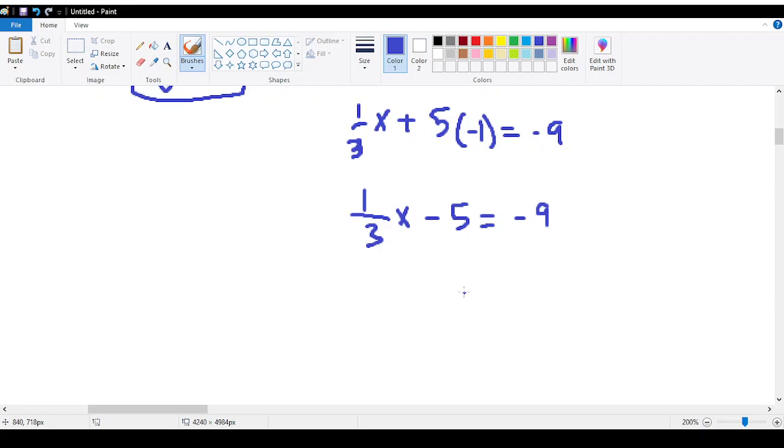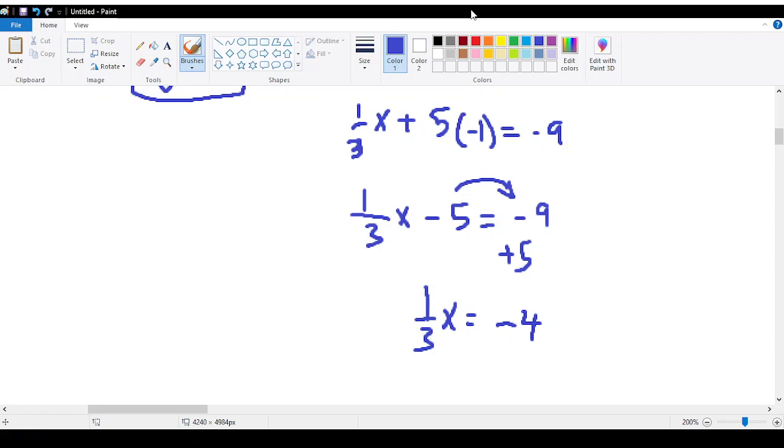We move the minus 5 to the minus 9. So it will become plus 5. Minus 9 plus 5, you mean. So 1/3x equals minus 9 plus 5. How much? Minus 4.